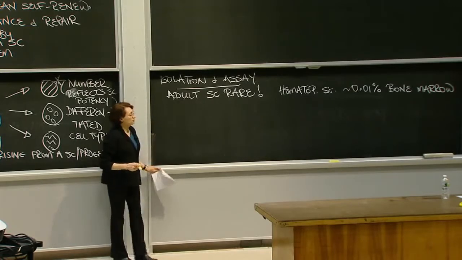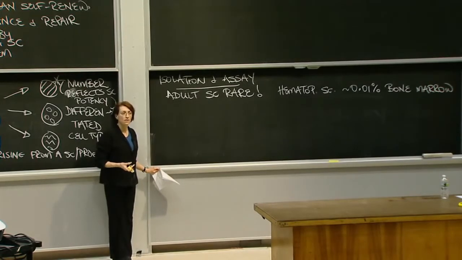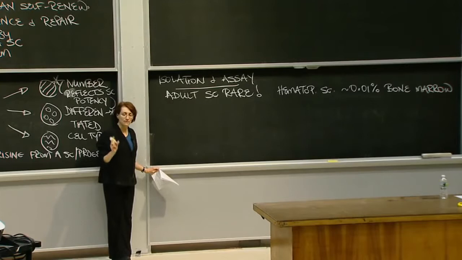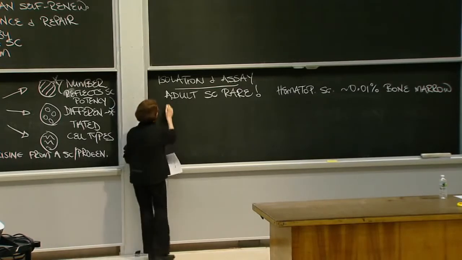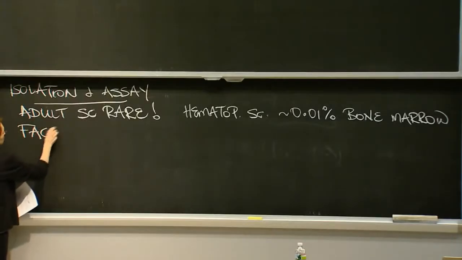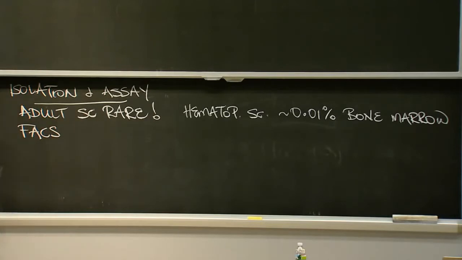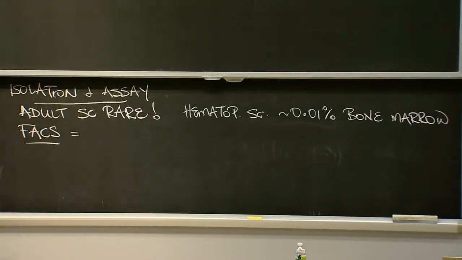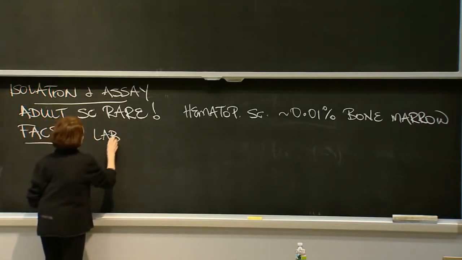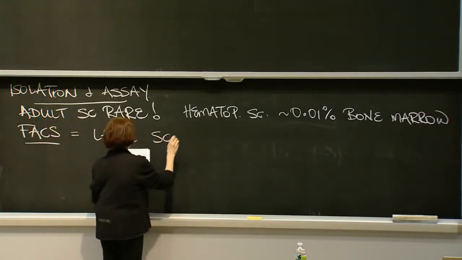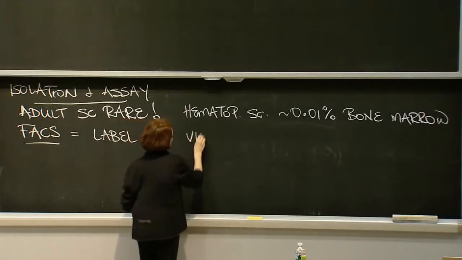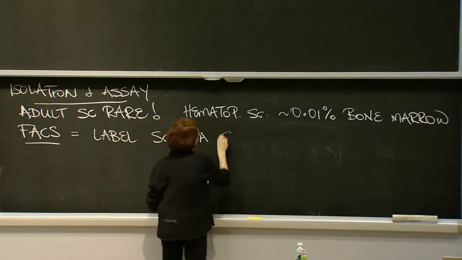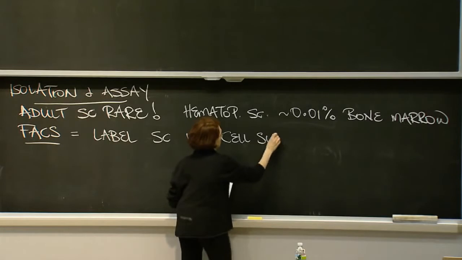The way that this was dealt with was through a really clever technique that has the acronym FACS. I'll give you a slide in a moment. It stands for fluorescence activated cell sorting. We'll go to a slide in a moment so we don't have to spell it out. And the idea behind FACS is that you label stem cells, and you might be guessing what to label them with, but you label them usually via their cell surface proteins.